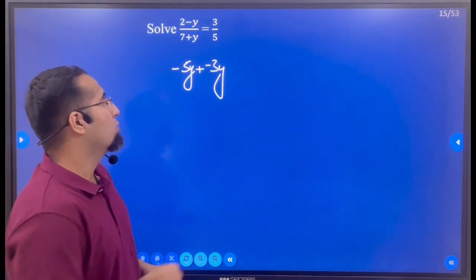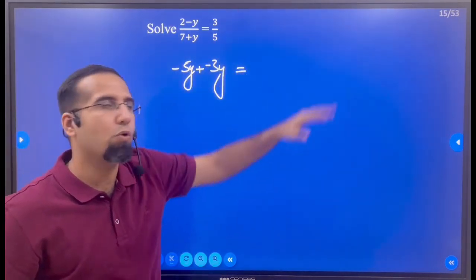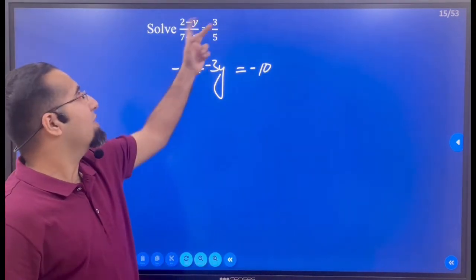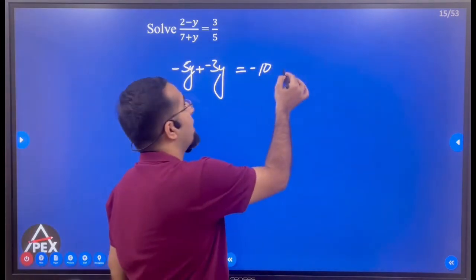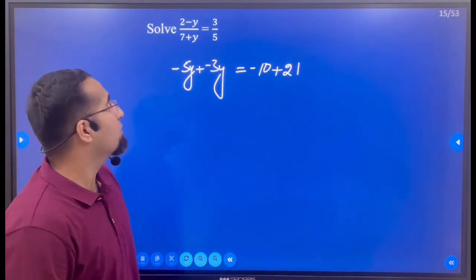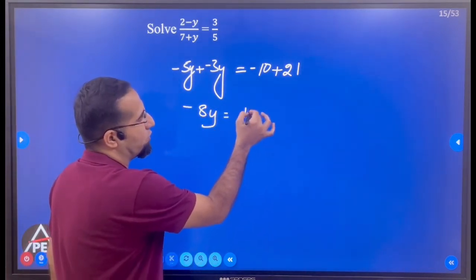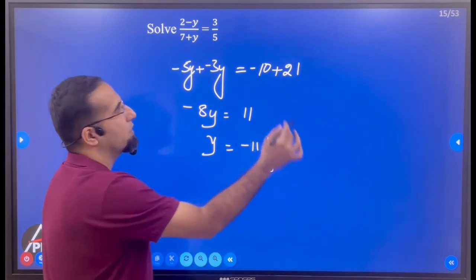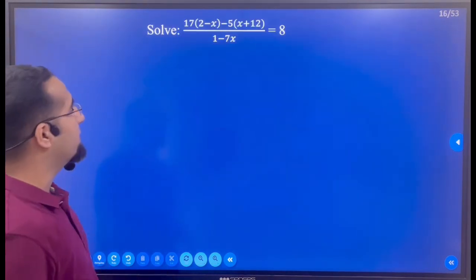Clear? Now if I take my constants, this 5 2s are 10 on my left hand side, goes on to my right, becomes a minus 10. Clear? Now 3 7s are 21, which is on the right hand side only, so that becomes plus 21. Clear? So eventually what do we have here, guys? So we have minus 8y is equal to 11, or the value of y is equal to minus 11 by 8. Right? So one last example that we'll see in this video.